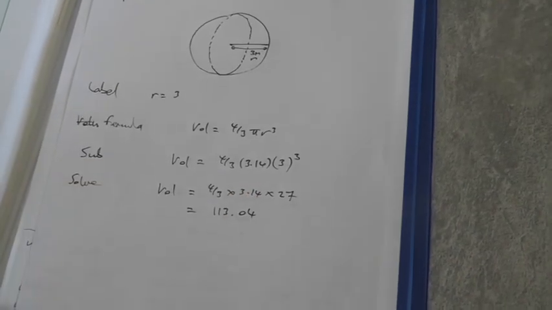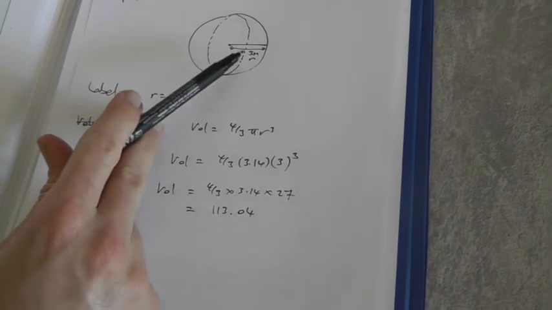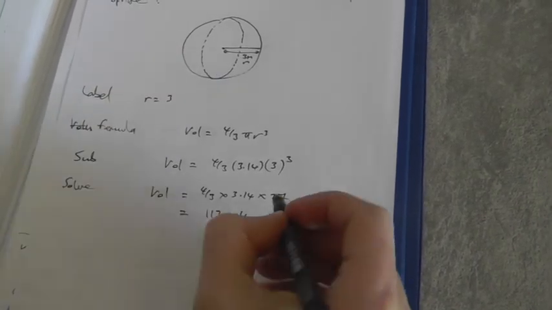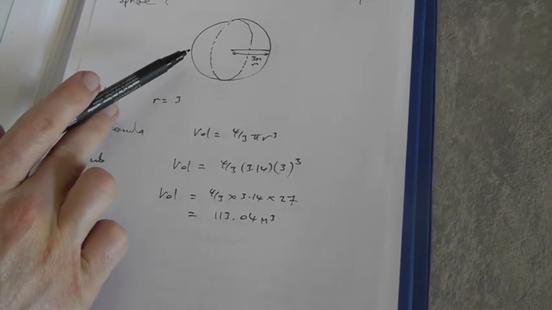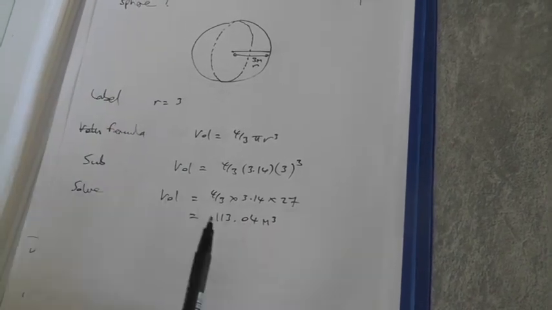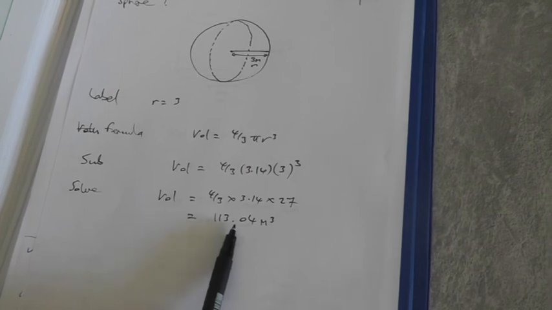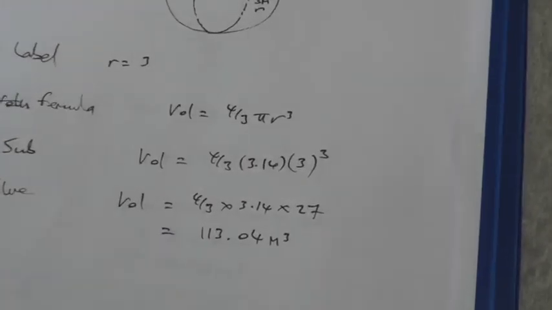113.04. And the last thing we look at is our units. And for volume, we've been given meters, so our volume will be meters cubed. So the volume of this particular sphere, which is a 3-dimensional object, is 113.04 meters cubed, and that is the question completed.